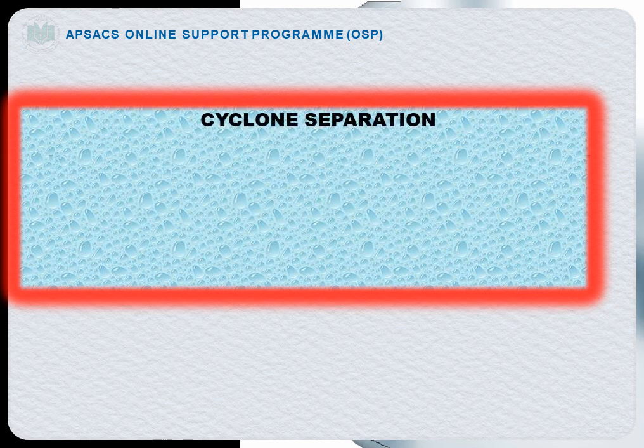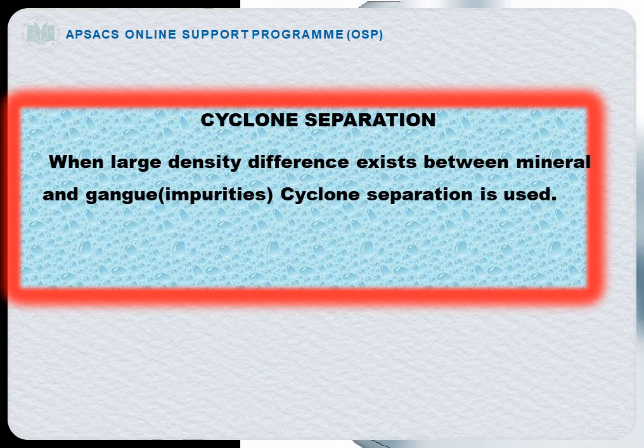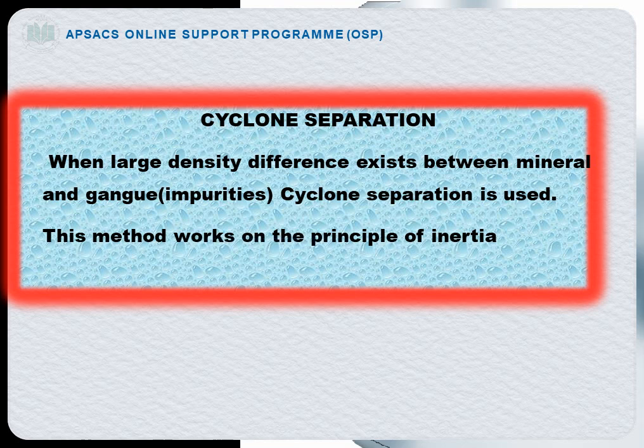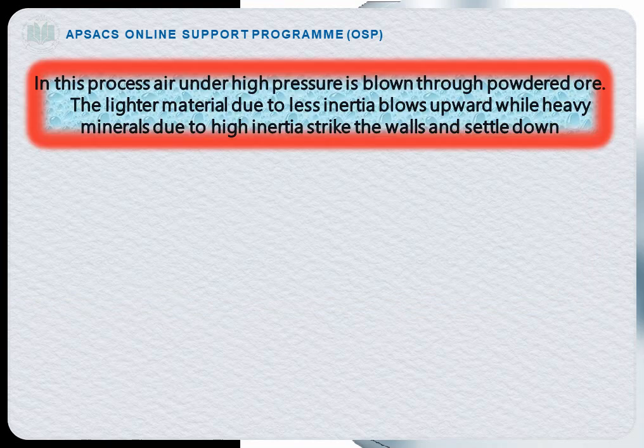Cyclone separation. So what is cyclone separation? When a large density difference exists between minerals and gangue impurities, cyclone separation is used. This method works on the principle of inertia. In this process, air under high pressure is blown through powdered ore.